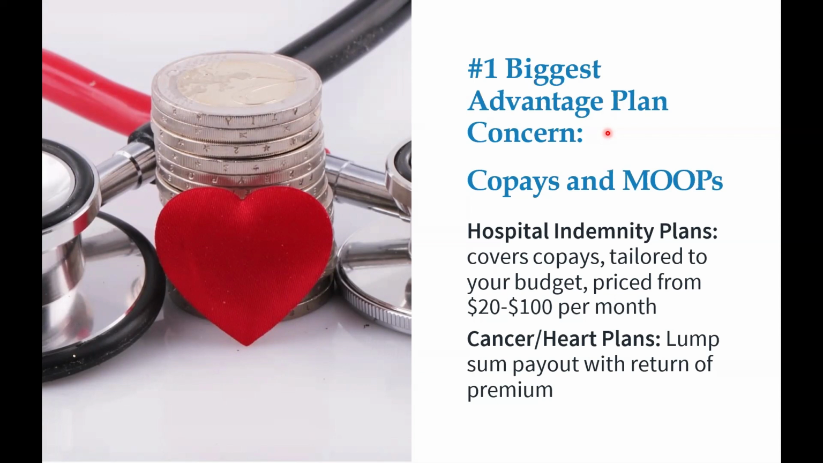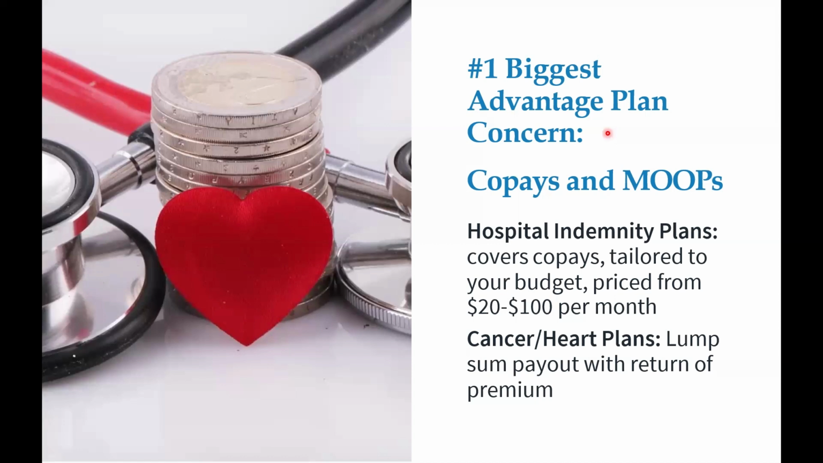So let me give you an example. If you go to the hospital and you spend a day there, your copay through your Advantage plan might be $300 a day. And your hospital indemnity plan will reimburse you whatever amount you chose for that hospital indemnity benefit. So potentially you could have set it up so that $300 comes back to you if you go to the hospital. So how that would work is your Advantage plan would charge you $300 and then your indemnity plan would pay you that $300 back.